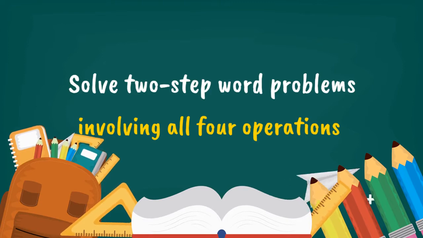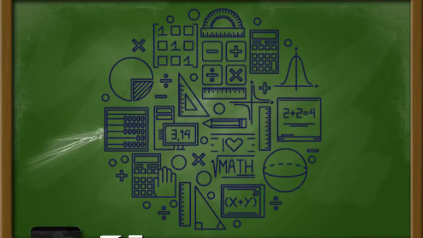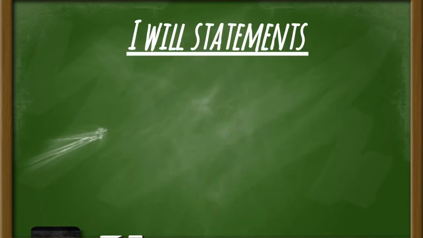What's up, mathematicians? Today we are going to be talking about word problems again and solving word problems that involve all four operations. We'll also look at assessing the reasonableness of solutions. That means making sense of our solutions and seeing if they actually make sense or relate to something that we can tie it to.